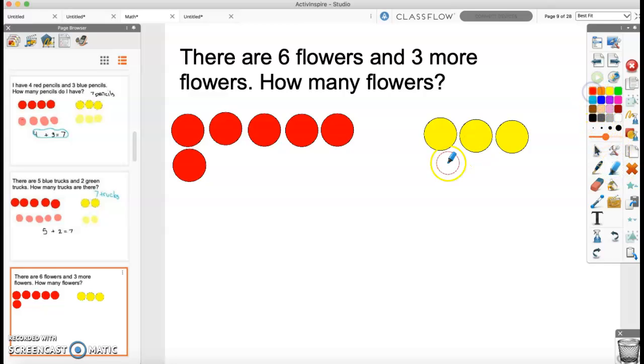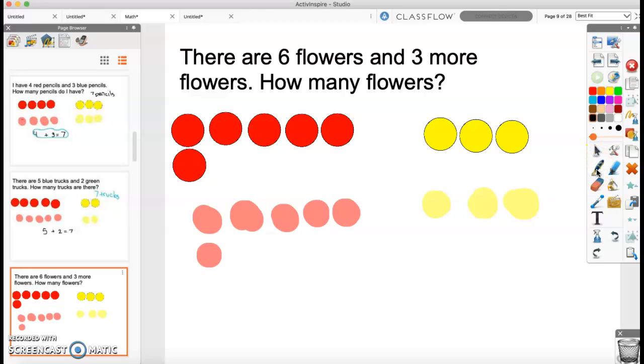I'm going to draw my model first. 1, 2, 3, 4, 5. We go 5 across, and then we put our 6th one underneath the first one to make it nice and even and look like a 10 frame. And then I'm going to do my 3 more in yellow. 1, 2, 3.